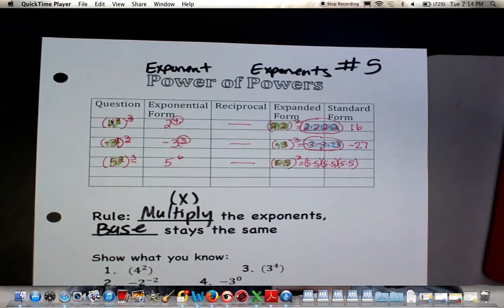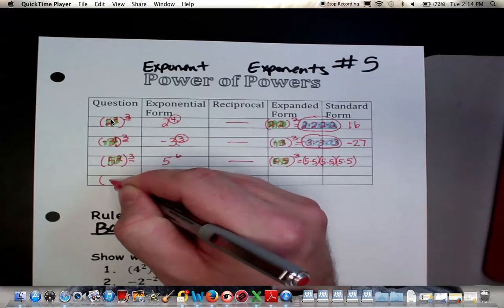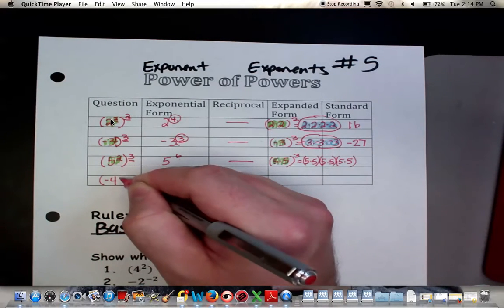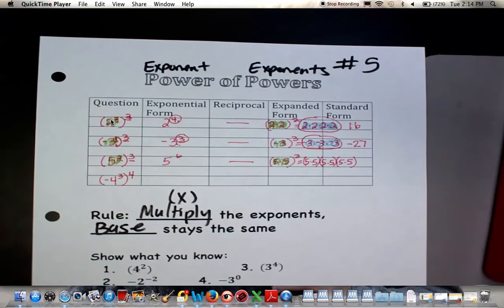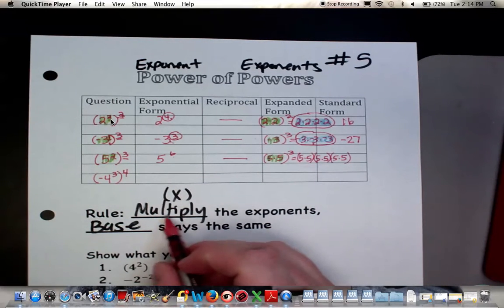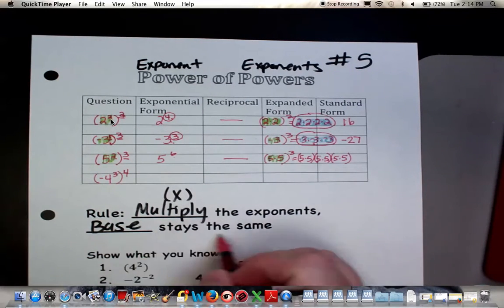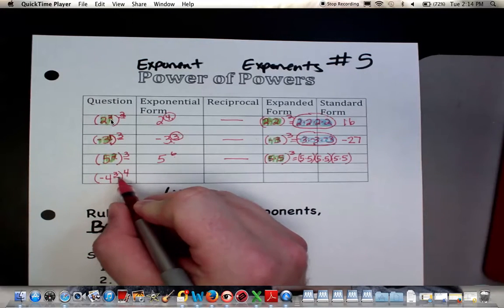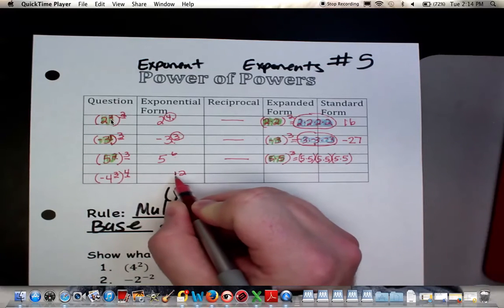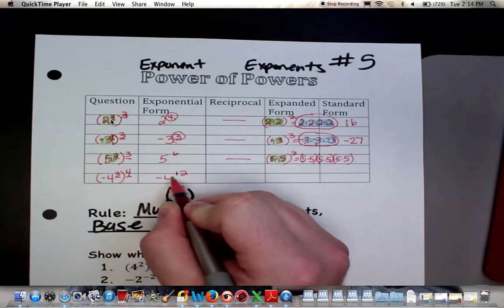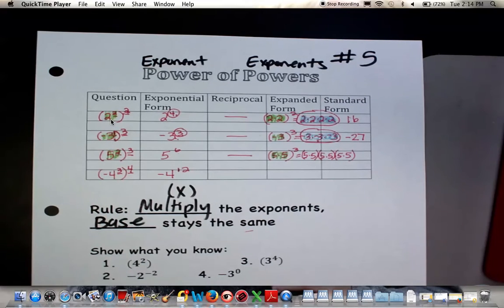So let's try that. If I give you one like this, negative 4 to the third power to the fourth power, let's see if we've got that. According to the rule, I multiply the exponents and the base will stay the same. Here are my exponents, 3 and 4. When I multiply 3 times 4, I get 12. And my base is going to be negative 4. So that's my answer.